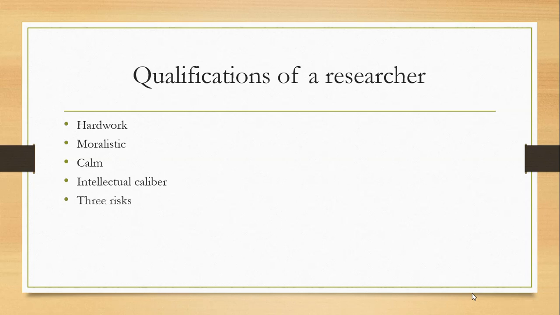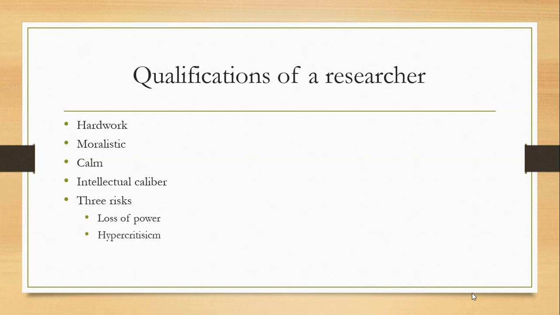Now, the final point is there are some risks that a researcher should avoid. What are those three risks? One is loss of power of work. What is this? It means if you, as a researcher, submit your work to a scholar to review, and the scholar criticizes your work, then you may stop working. You may be scared to take the next step. So, what happens? There is a loss of power of work. So, this is one of the risks.